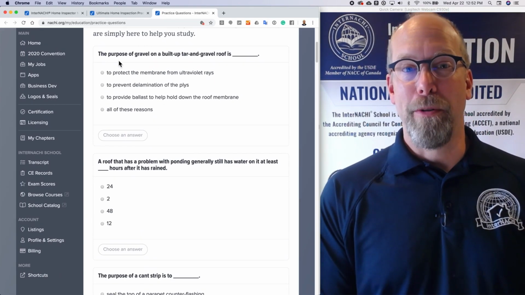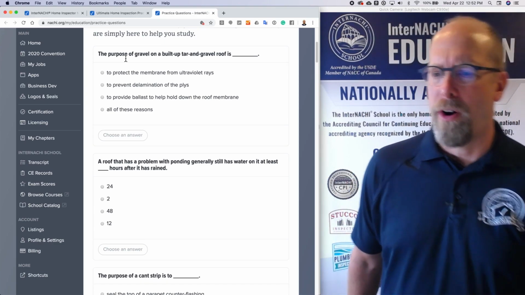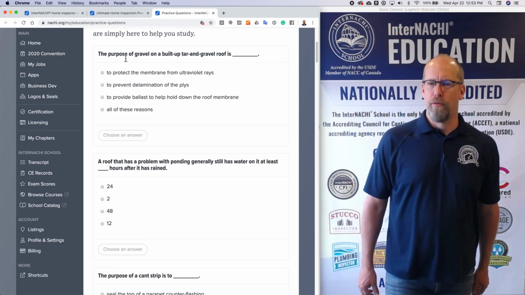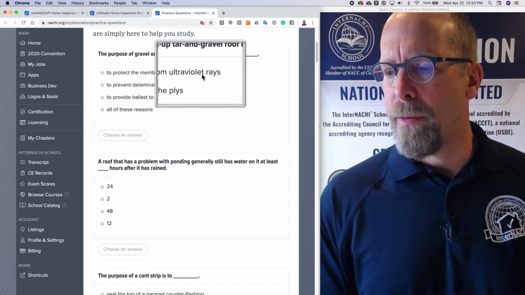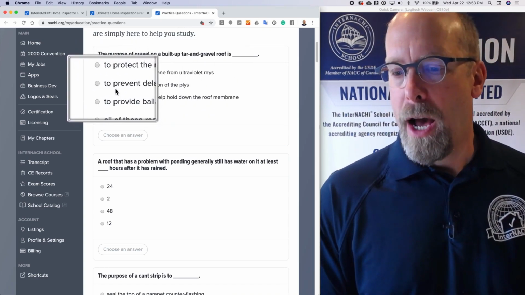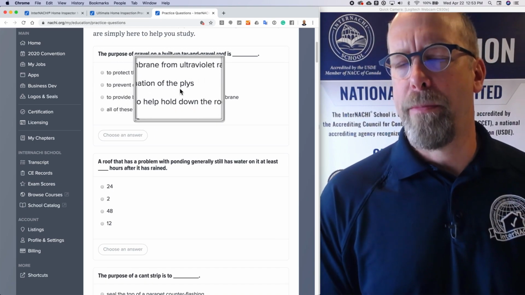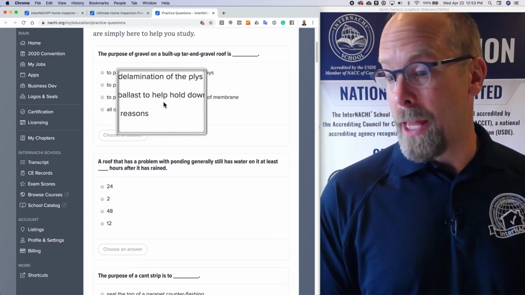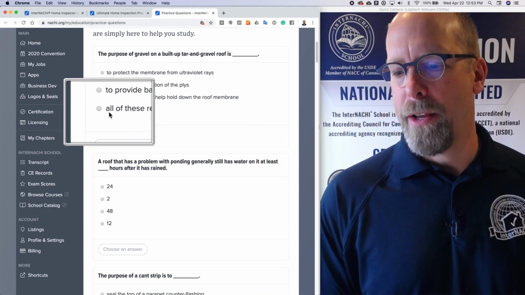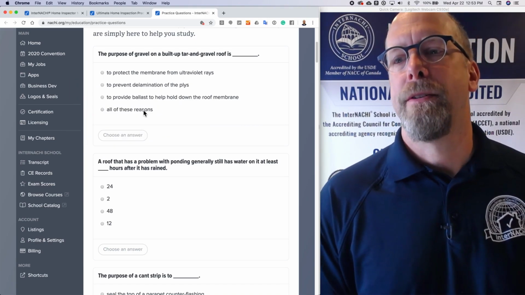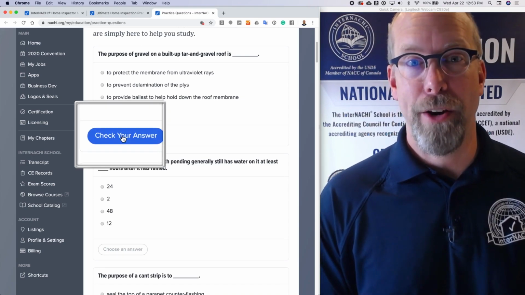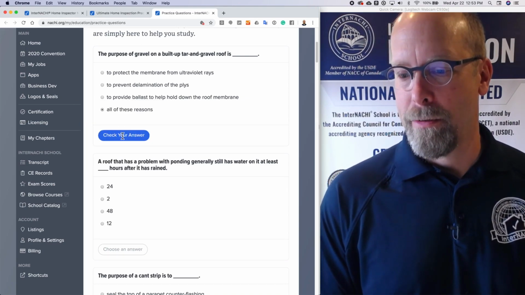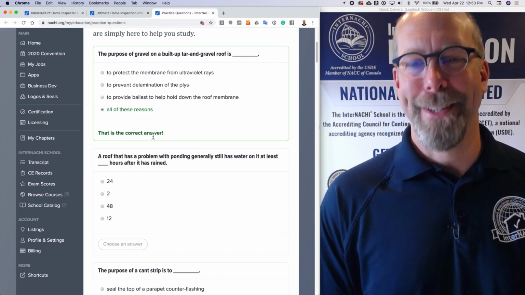Let's do a couple questions, okay? The purpose of gravel on a built-up tar and gravel roof is to protect the membrane from ultraviolet rays, to prevent delamination of the plies, provide ballast to help hold down the roof membrane, or all of these reasons. Let's try all of these reasons. And you can check your answer. Click. The answer is correct.